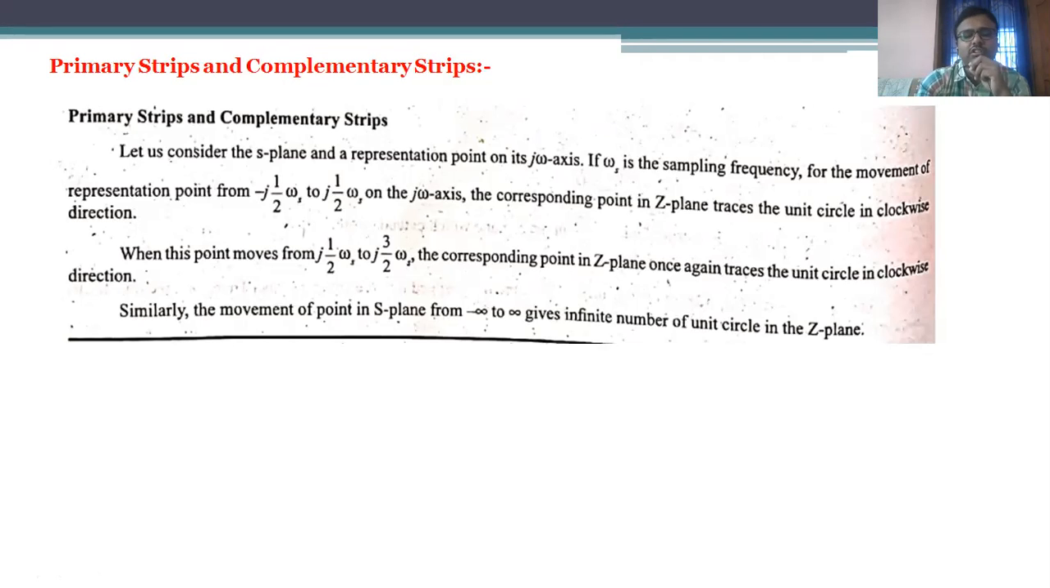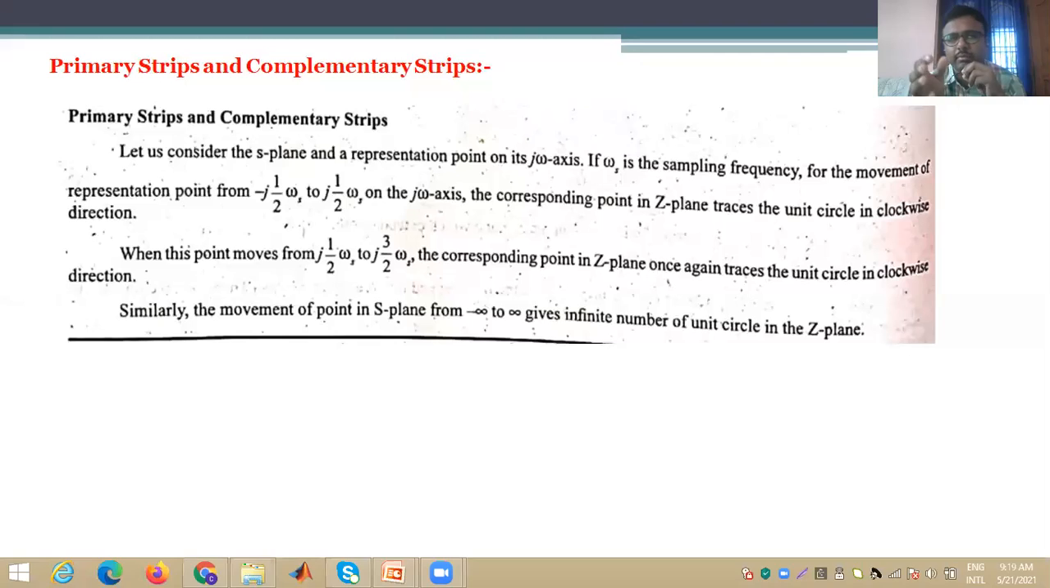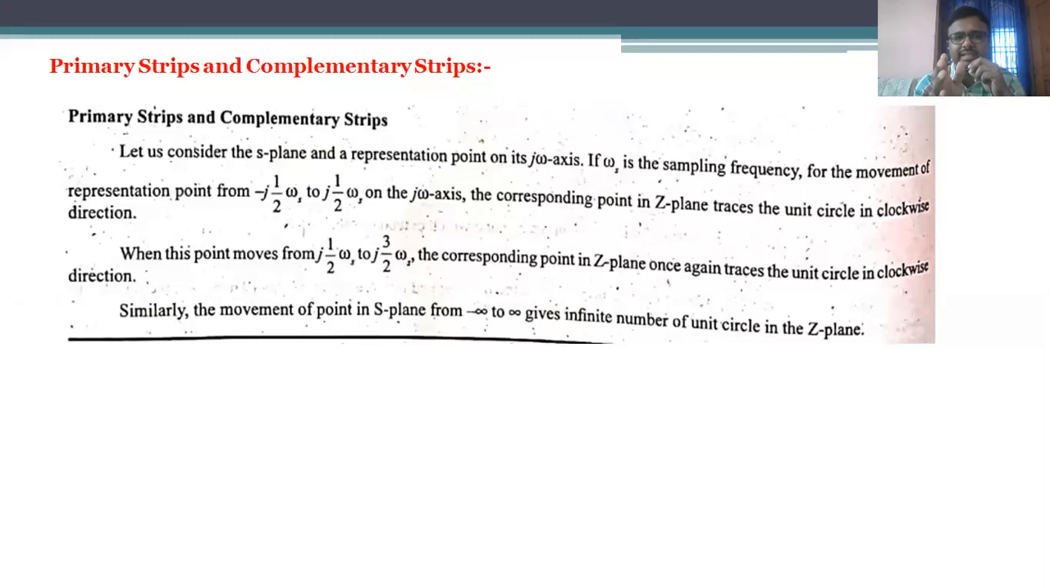That means the portion of the stability region of the S plane is going to be mapped to the interior part of the z-plane, that is the interior part of the unit circle, both in the clockwise direction as well as in the anti-clockwise direction. Okay, so now we are going to talk about the clockwise direction occupation. That means if the stability region is considered from minus j omega s divided by 2 to omega s divided by 2 with respect to the S plane, this portion corresponding to the z-plane is going to be tracing the unit circle in the clockwise direction.